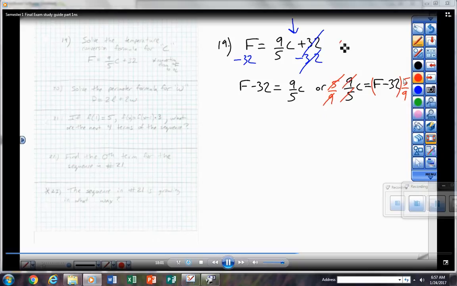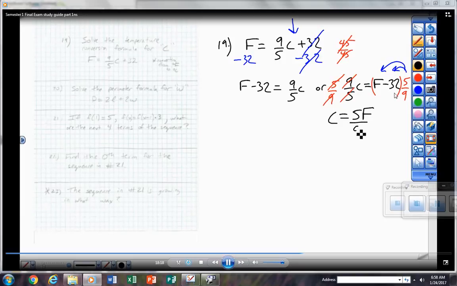Over here it's harder because I need to distribute 5/9 times both terms inside here. So 5/9 times F will give me 5/9 F. And then 5/9 times 32 is harder because I gotta pretend like that 32 is over 1 and multiply straight across. Multiply 32 times 5 and 9 times 1.